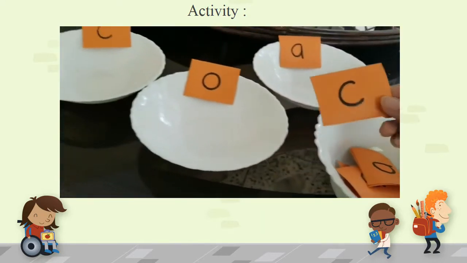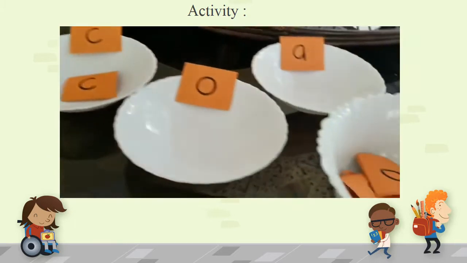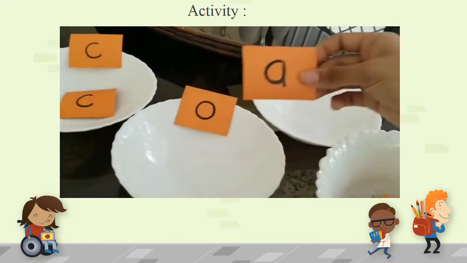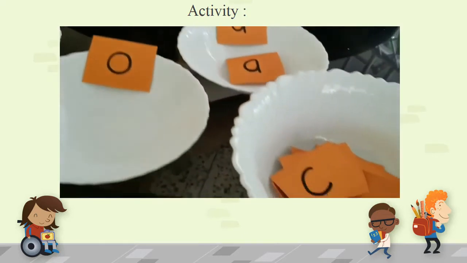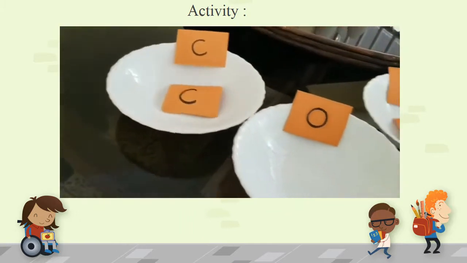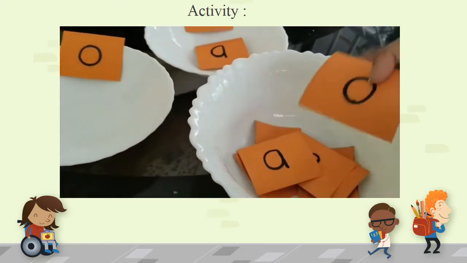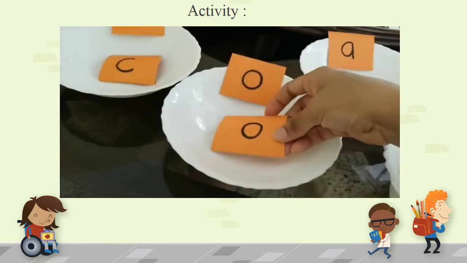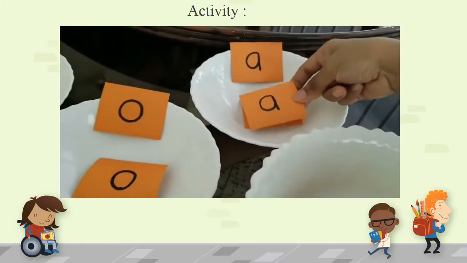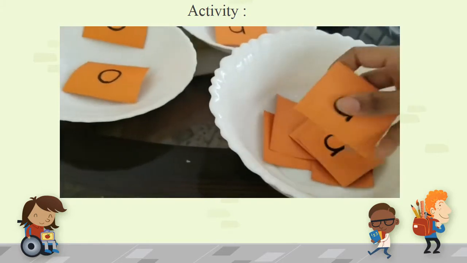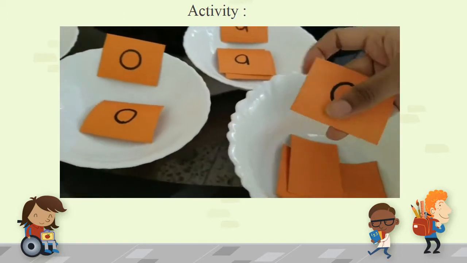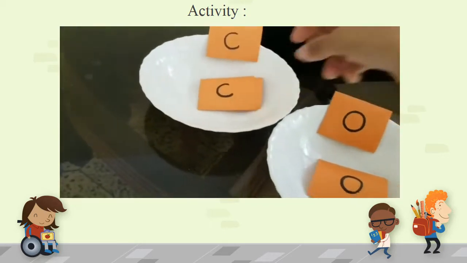It's k, so it will go here. Now we have a sound, so we are going to put it here. Oh, no, not here. We will put it here. Then we have again k sound, so this k will go to this k bowl. Then we have this o sound, so we are going to put it in this bowl. Then we have this a sound, so we put it in this bowl. Then again the a sound, so we put it here. Then we have k, so we put it here.